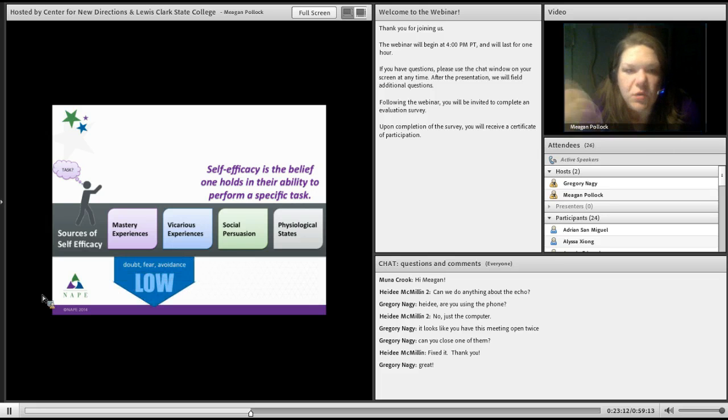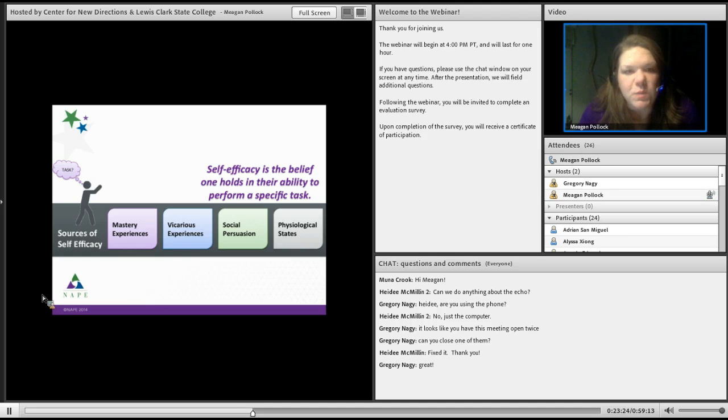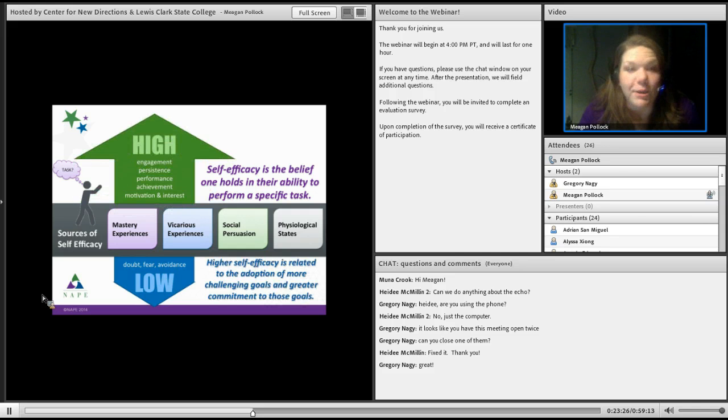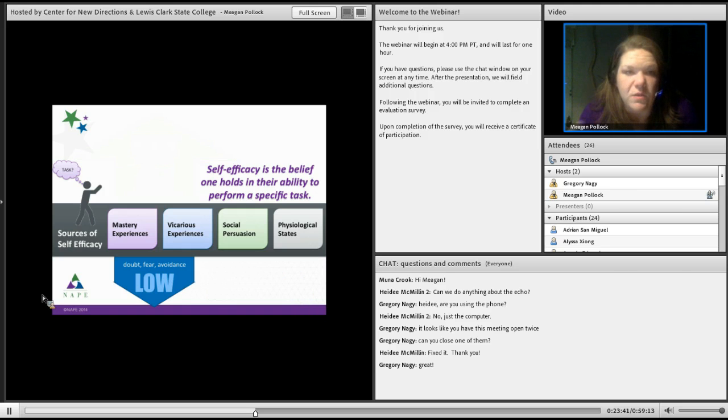And so what's really critical here is that if students have a low self-efficacy, it makes them doubt their ability. They are fearful of it, and they avoid it. But students with high self-efficacy are engaged, they persist, they perform, they achieve, and they have higher motivation and interest to adopt more challenging goals and have a greater commitment to those goals. And so again, micro-messages can be one of the most influential things that we can do as educators to build our students' self-efficacy.